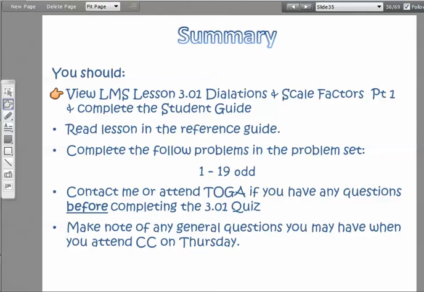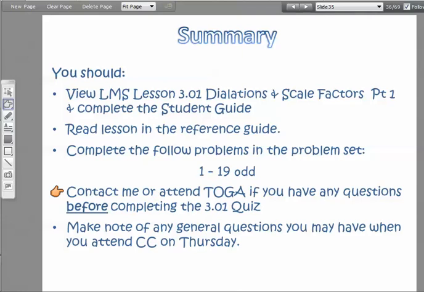And same old, when you get finished watching this video, you should read through the LMS lesson on dilation and scale factors. A lot of times they give you a little bit more detailed information than I give you in the video, so you need to be sure to read through those. And also complete the student guide, because remember, you get to use your notes on your quizzes and tests. Read the lesson and the reference guide, because they may tell you more stuff than I'm going to get in the video. Complete 1 through 19 odds in the problem set, and that's very important because that helps you do well on the quiz.